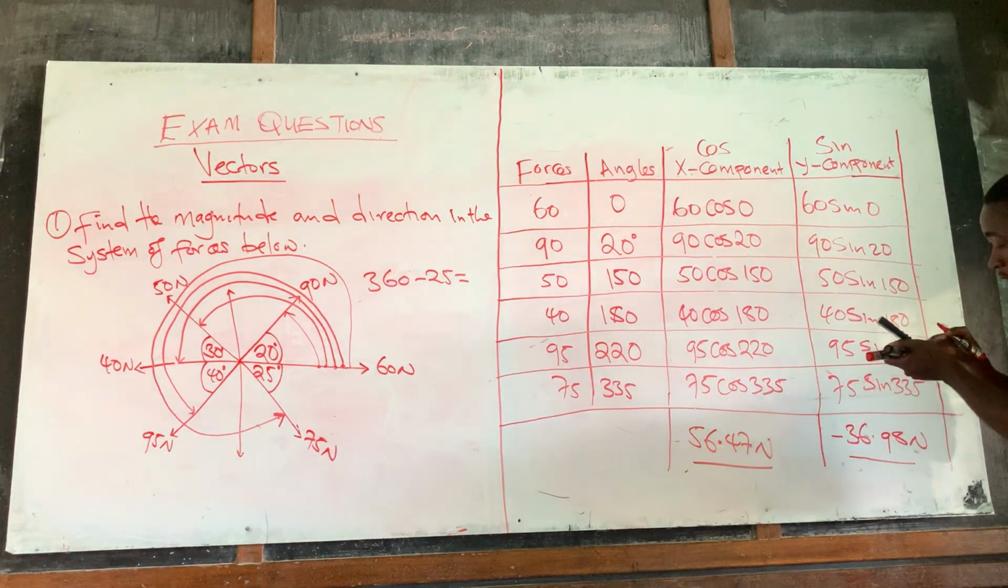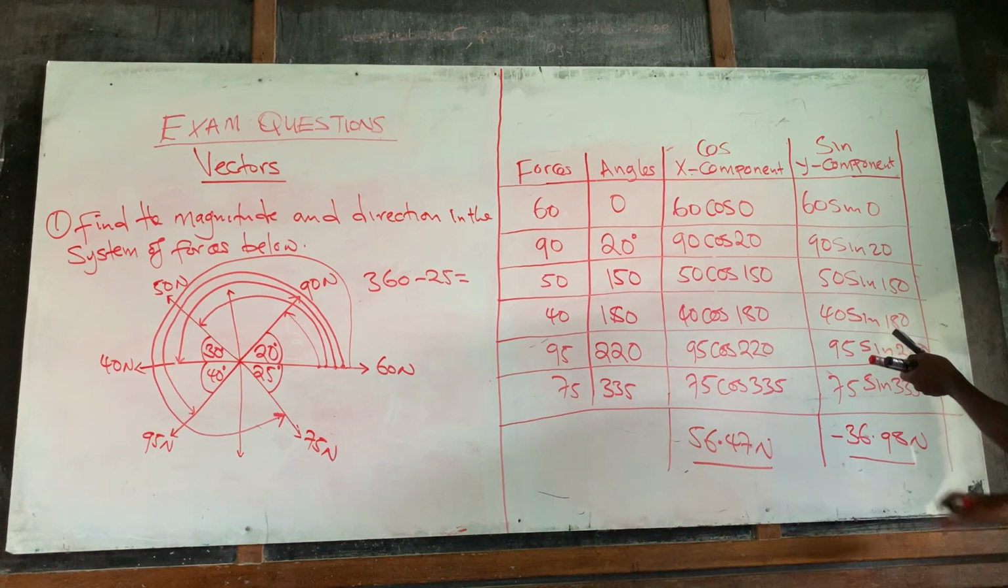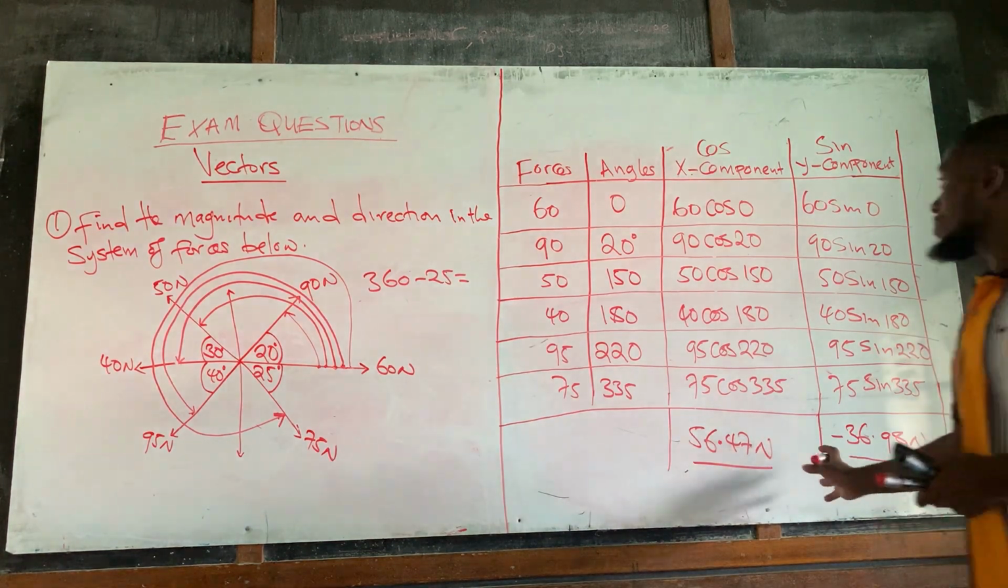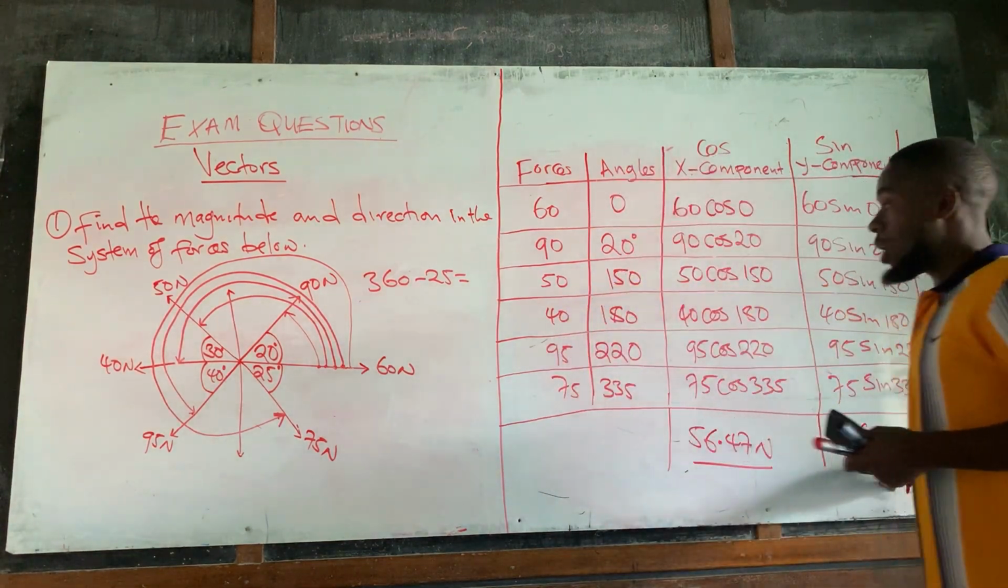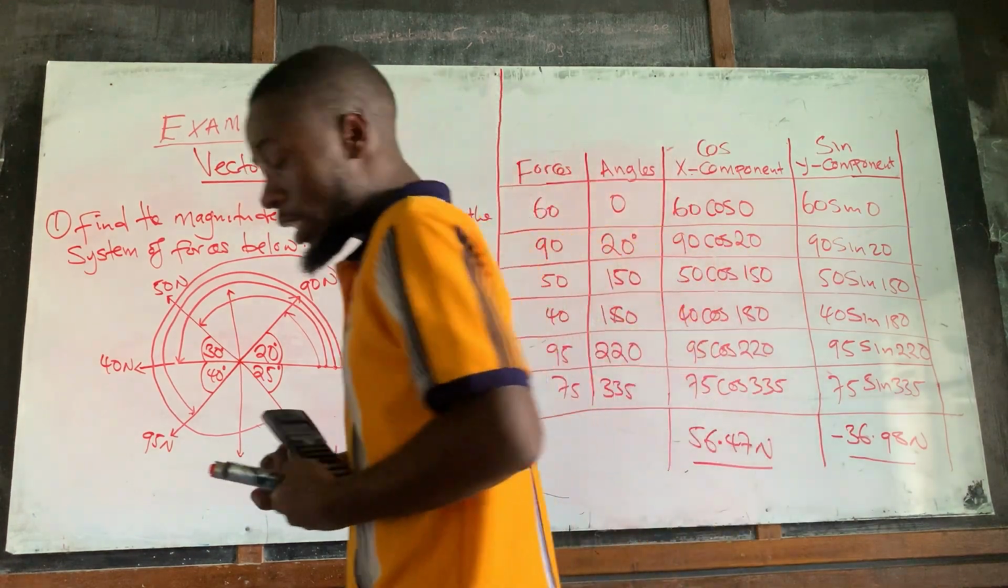So let's try to do them again. 60 sine 0 plus 90 sine 20 plus 50 sine 150 plus 40 sine 180 plus 95 sine 220 plus 75 sine 335 there. Okay, we're still getting the same answer there. Okay, so meaning this is the x value and the y value. So now we can go back to our questions, so now we can answer our question from this.